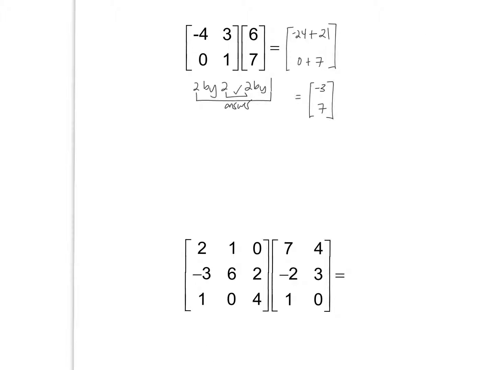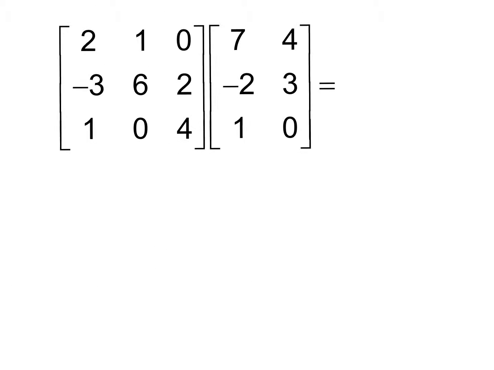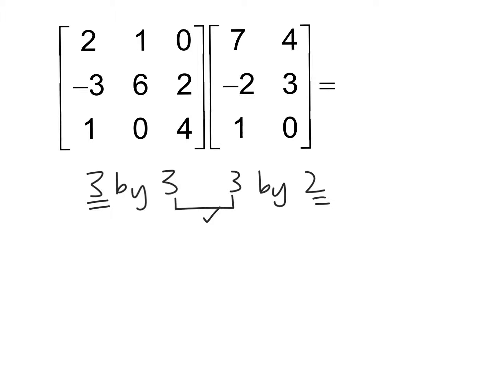Okay, let's do this one. We have a 3 by 3, and we have a 3 by 2. Remember how I'm sizing these as I'm going up 3 over 3, that means 3 by 3. This one's up 3 over 2, that means 3 by 2. Because these numbers match, yes, I'm allowed to multiply them together. My answer is going to be a 3 by 2 matrix.